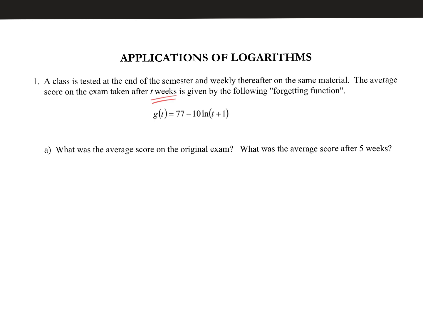So problem A then asks us, what was the average score on the original exam? For us to be able to work our way through the original exam, we should be focusing in on, if it was the original exam, then that means that no time has passed. We should be looking to sub in T equals 0. So we can do that relatively quickly. That means we are finding G of 0. And so that's 77 minus 10 times ln of 0 plus 1, and we should be good.